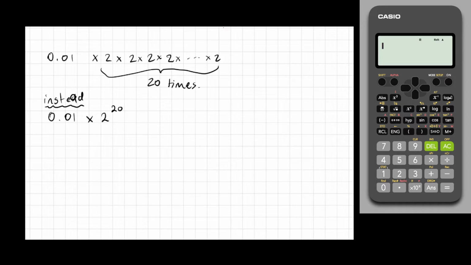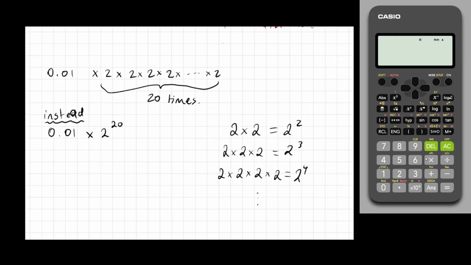Think back to some things that you know. 2 times 2, for example, is 2 squared, or 2 times 2 times 2 is equal to 2 to the power of 3. And this pattern keeps on going. We don't stop just because it's only 2 or 3. Depending on how many times you write it is the little number that you put in the top right corner of the number. So if I did it 20 times, I would do 0.01 times 2 to the 20.